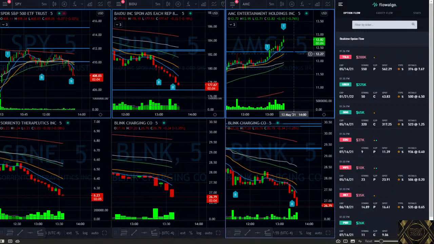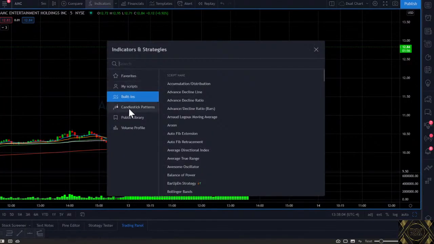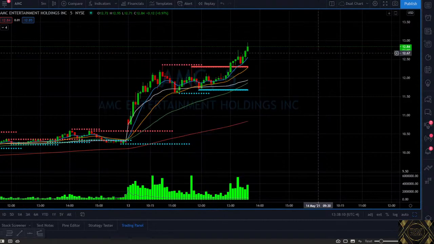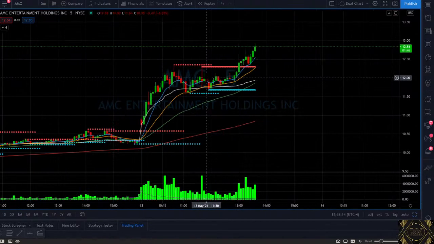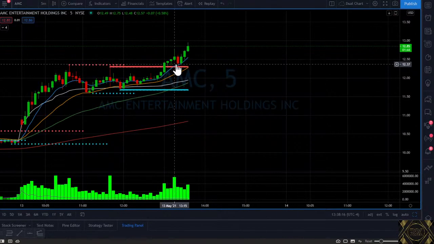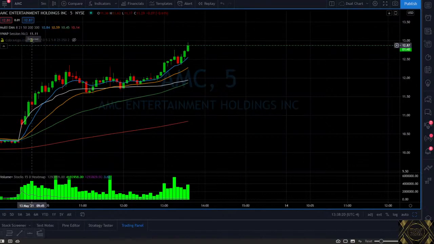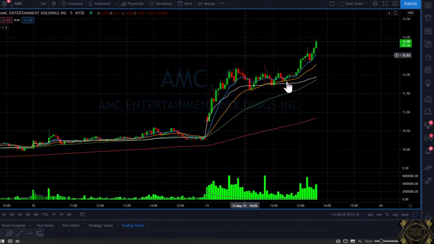And even if you don't use this, there's multiple free auto support and auto resistances on TradingView that you can look at. So if you go to indicators, and we're looking at the public library, you see this swing low, support and resistance. If I click that, this is essentially an auto support too. And you can see we still have that clean break above. So whatever you want to use, all these things together will help your trading.